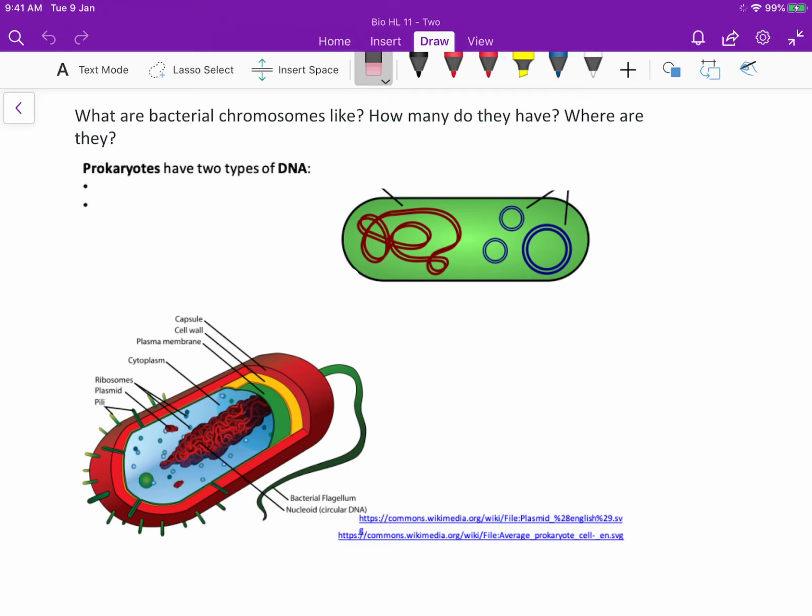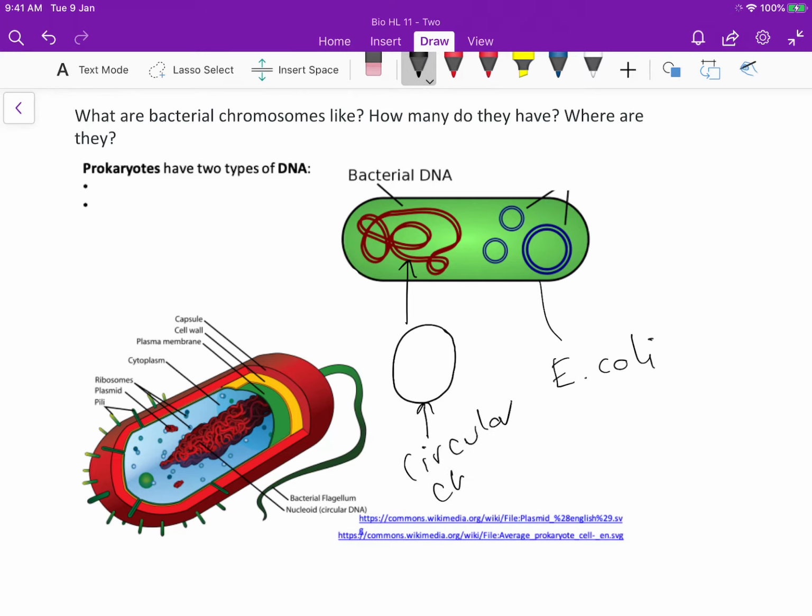So here we see a classic bacterial shape down here. This could be something like E. coli. And inside we have two different forms of DNA. So one's over here, and this is the chromosome. Now we could just draw it as a large loop. You can see they've put extra overlaps in there, but if we were drawing it, we could just draw it as a large loop. And it's a circular chromosome.